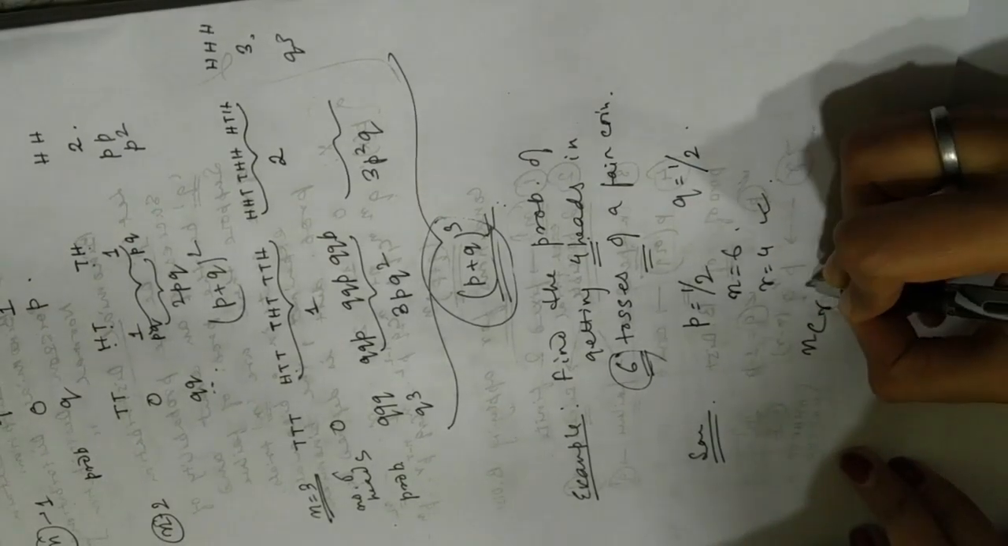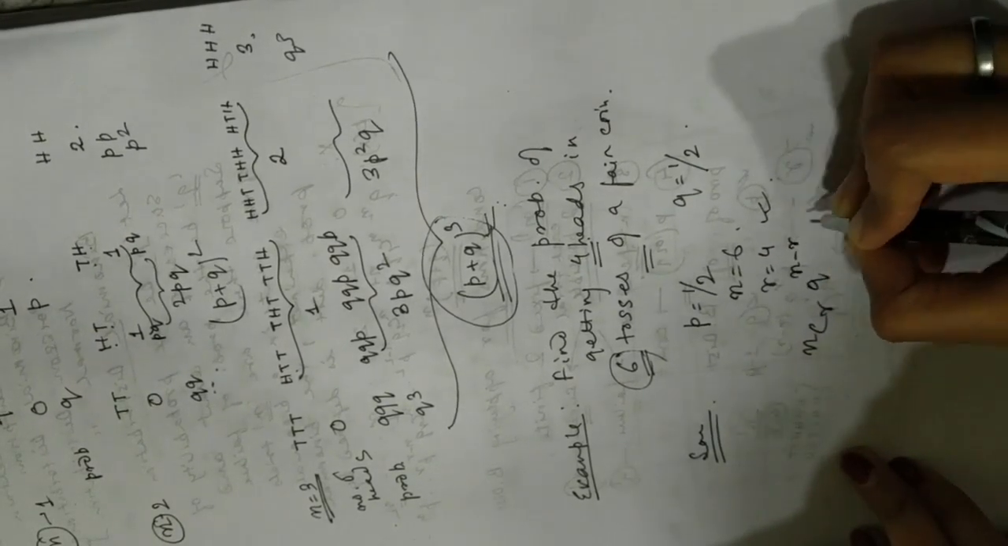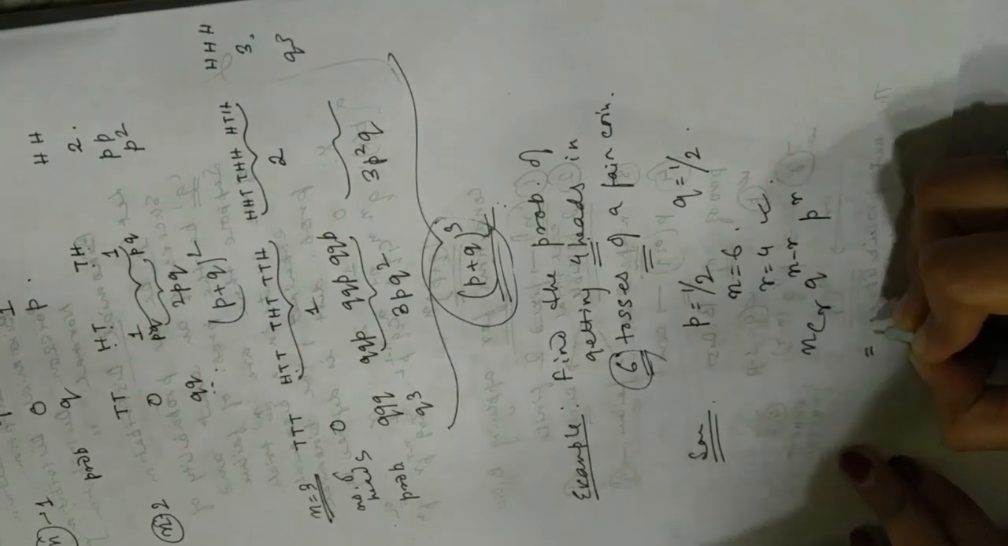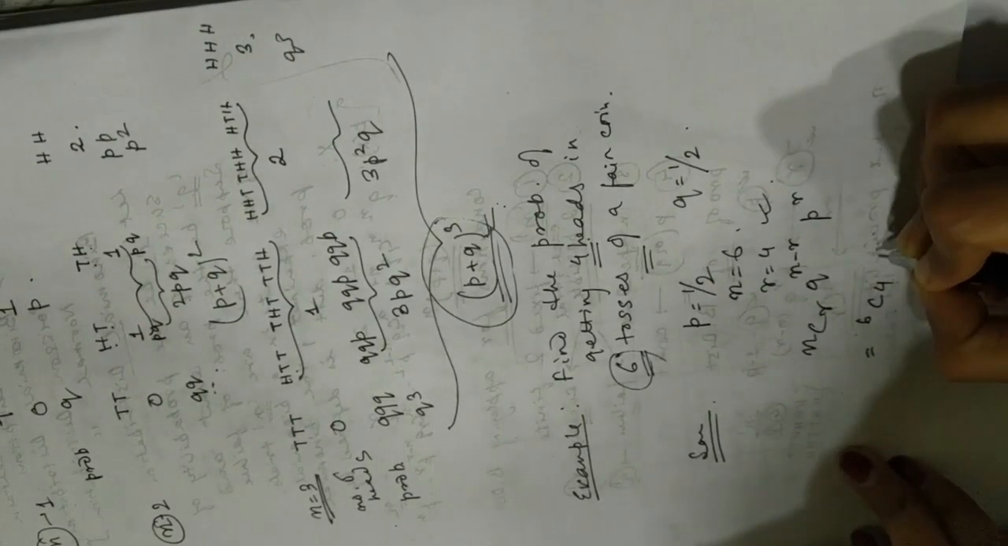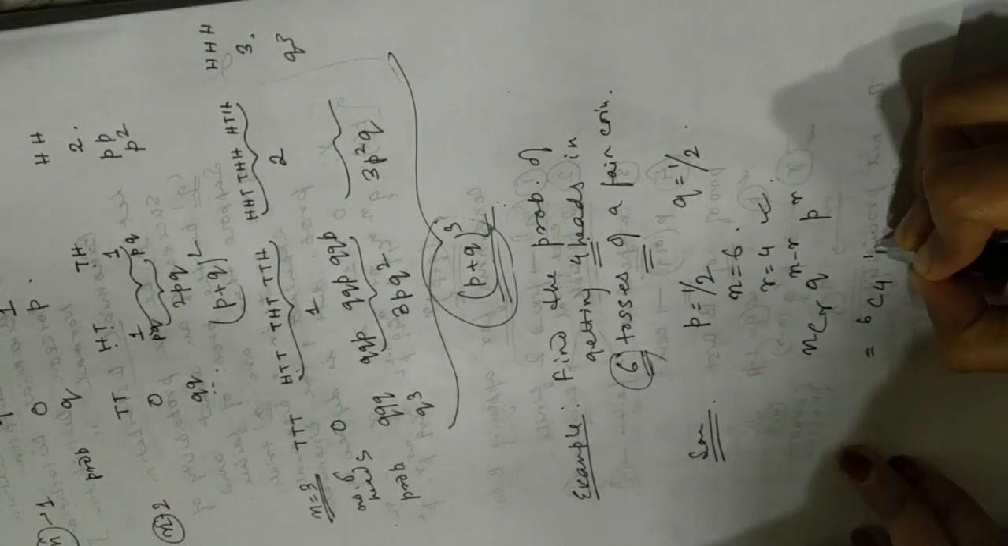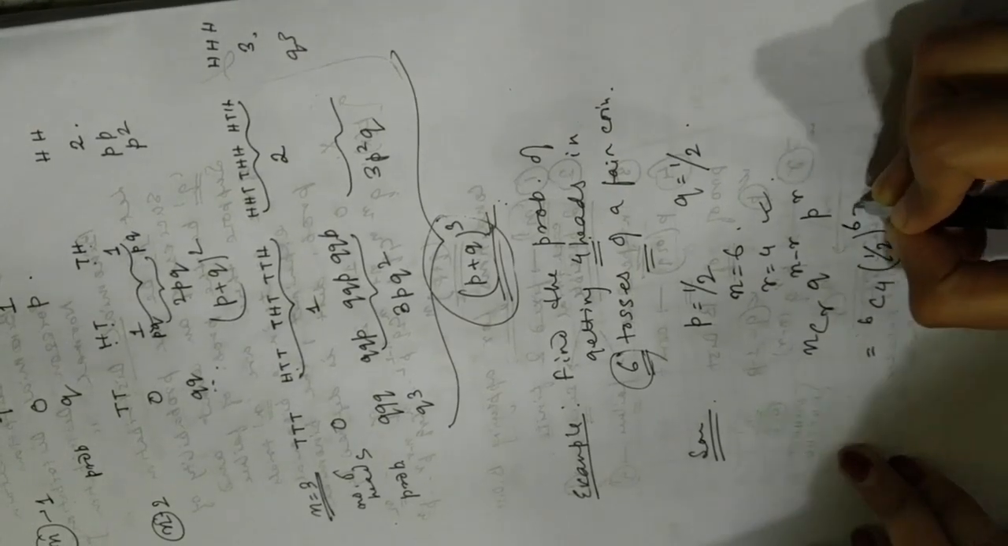Now from the distribution we can find the probability, that is nCr Q to the power n minus r, P to the power r, and it ends up as 6C4 times (1/2) to the power 6 minus 4 times (1/2) to the power 4. This gives you the probability of getting four heads in six tosses of a fair coin.